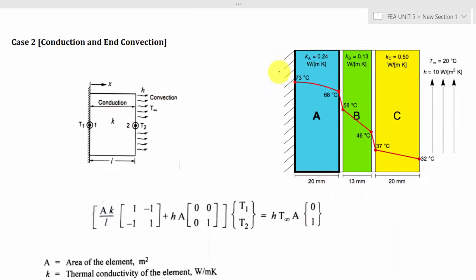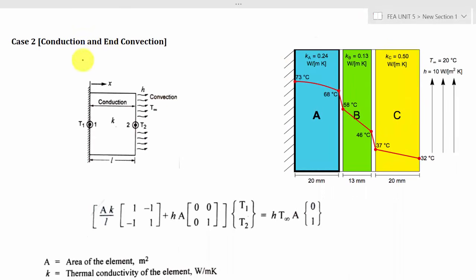The second case is conduction and end convection. Here the end is exposed to atmosphere with some heat transfer coefficient, and the h value will be given. Here the ends are not insulated, that is why it is exposed to atmosphere. So throughout the section it is subjected to conduction, and at the end it is subjected to convection. So that is the second case: conduction and end convection.